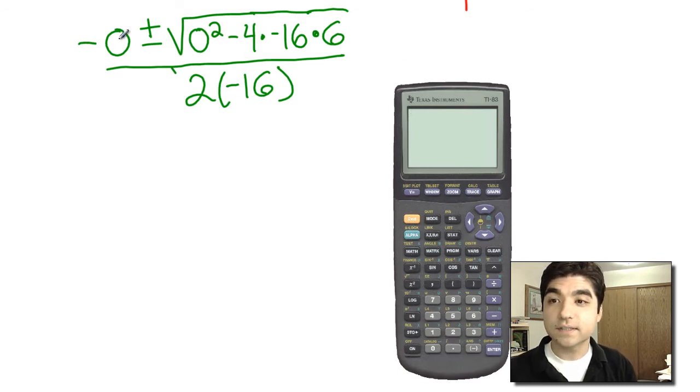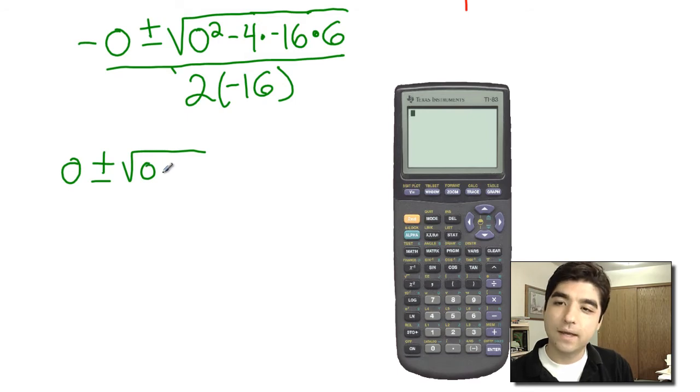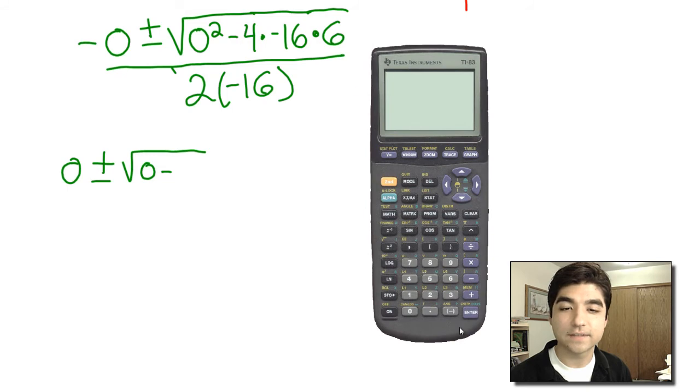Alright, so the first thing is that we have negative 0, which is just 0. There's no such thing as negative 0. And that's plus or minus. And we can actually just get rid of this 0. Well, I'll leave it on there for a second, just so you don't get confused. And then you got the square root of 0 squared, which is just 0. And then minus 4 times 16 times 6. So what you're going to do is you have this negative right here. So that's a negative 4 times negative 16 times 6.